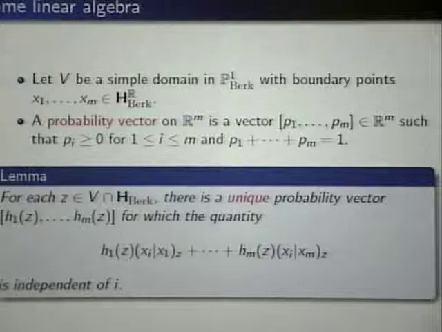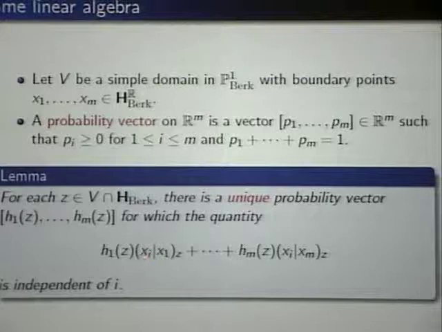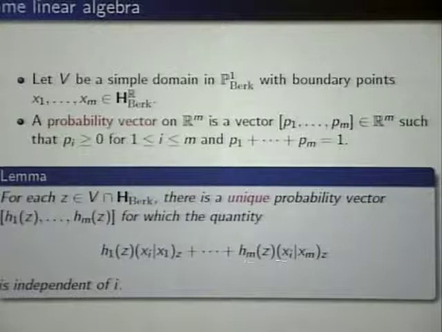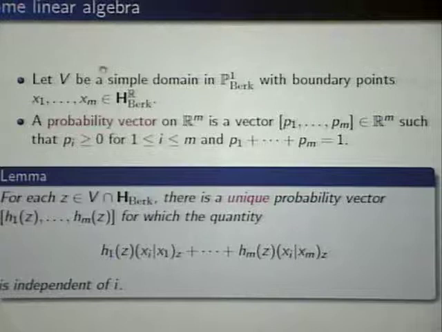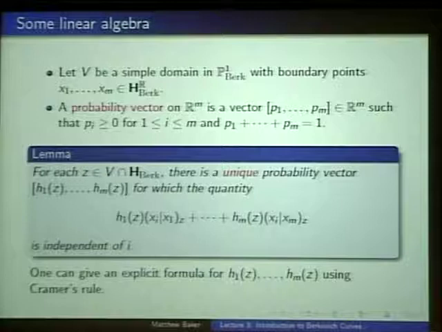for which this quantity is independent of i. So what is this quantity? I'm taking h1 of z times the Gromov product of x1 and xi plus dot, dot, dot, plus hm of z times the Gromov product of xi and xm. So a priori, this is a function of i. For whatever real numbers you would pick here, this would be some function of i. And there's a unique choice of a vector which makes this independent of i. So this is somehow linear algebra. And now, given that it's unique, you can solve for it using Cramer's formula or whatever you want from linear algebra to give an explicit formula for these.